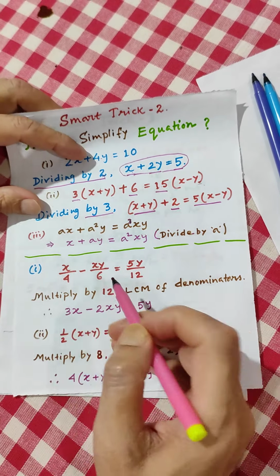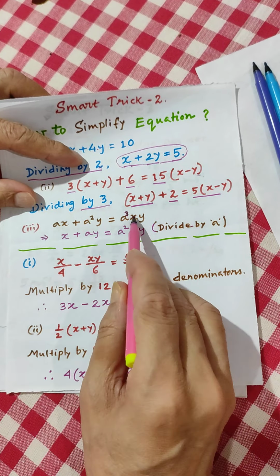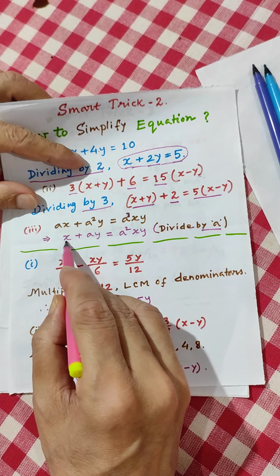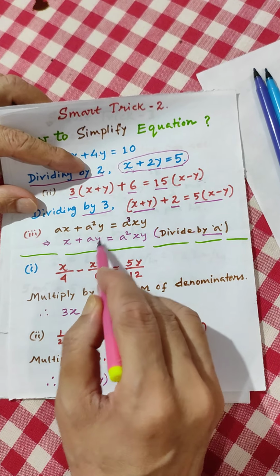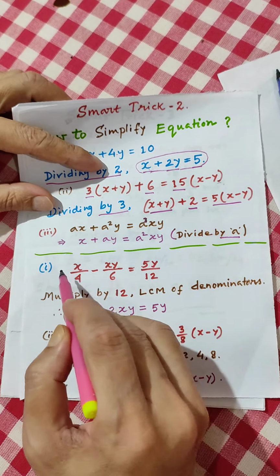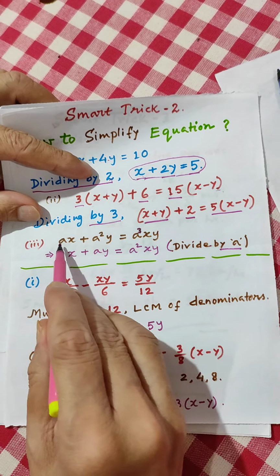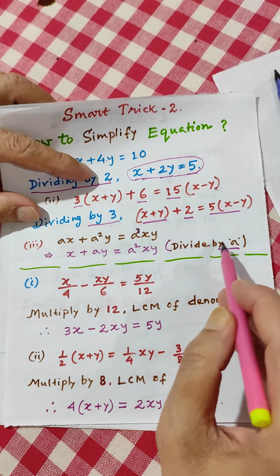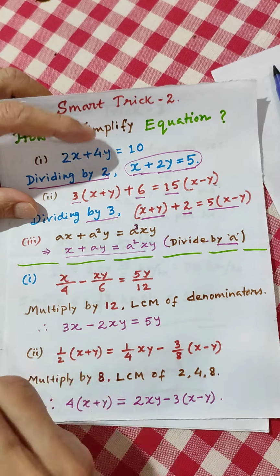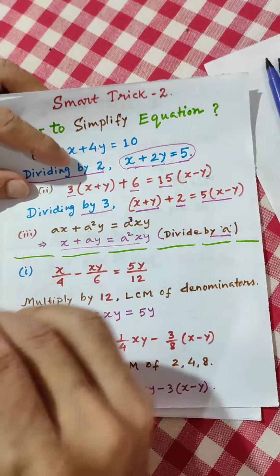Similarly here you see ax plus a square y equals a cube xy. Now the common factor is a, so we divide by a. So ax by a gives x, a square y by a gives ay, then a cube xy by a gives a square xy. So this equation becomes x plus ay equals a square xy when we divided each term by a, because a is a common factor of these three terms. So the equation has become quite simple. In all these three examples I have shown that we are dividing by a common factor.